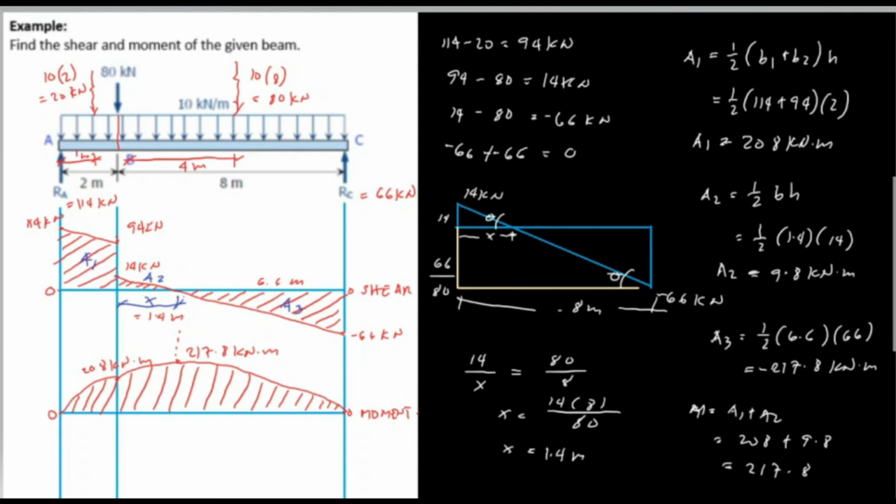And now we can find the maximum shear and maximum moment. The maximum shear is the maximum value in the shear diagram, which is 114 kilonewton positive. So 114 kilonewton is the maximum shear, while the maximum moment is equal to 217.8 kilonewton meter.